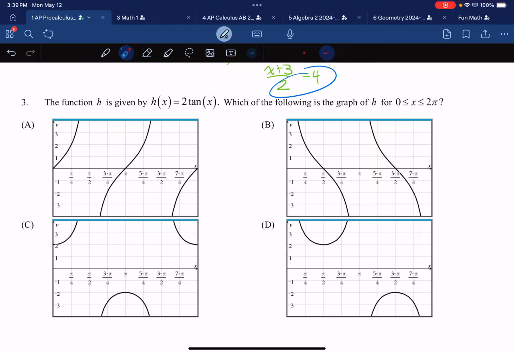All right, in number 3, we're just trying to match 2 tangent of x with a graph down here. You might remember that tangent of x in general looks like this, where it comes up kind of like our x cubed function, and it repeats over and over again.